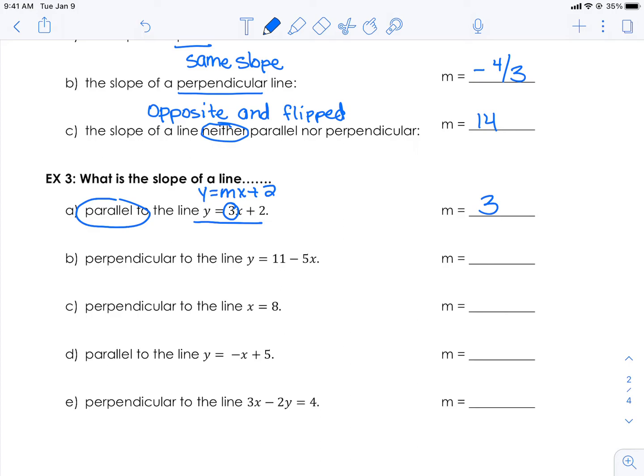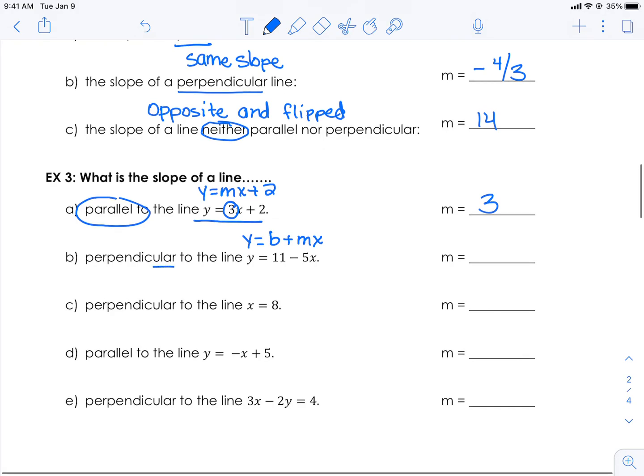Okay, we want something perpendicular to the line y equals 11 minus 5x. Okay, this is still in y equals mx plus b form, but they put the y-intercept first and the slope and x second. Okay, perpendicular means opposite and flipped, so we take -5. We want it the opposite sign, which is +5, and we flip it. Right now it's over 1, so it becomes 1/5.